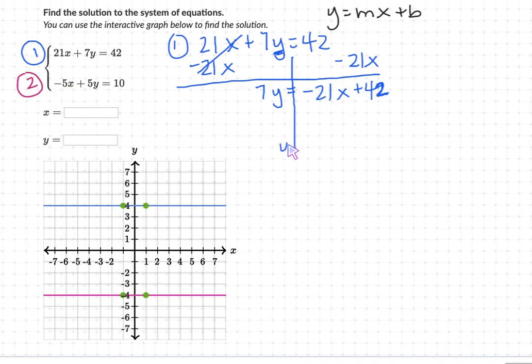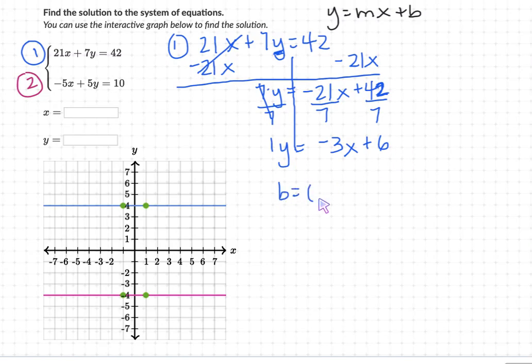And then in order to get y by itself, I need to get rid of this 7. The 7 is being multiplied, so the opposite would be to divide. And if you remember from before, we need to make sure we divide everybody on the other side by 7. So 7 divided by 7 cancels out to 1, so you end up with 1y. Negative 21x divided by 7 is negative 3x. And then this is added to 42 divided by 7, which is 6. So this ends up being our equation.